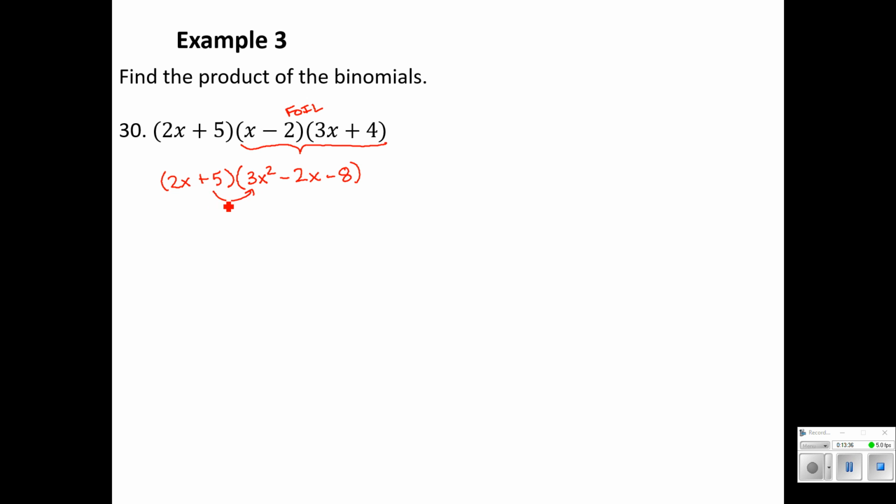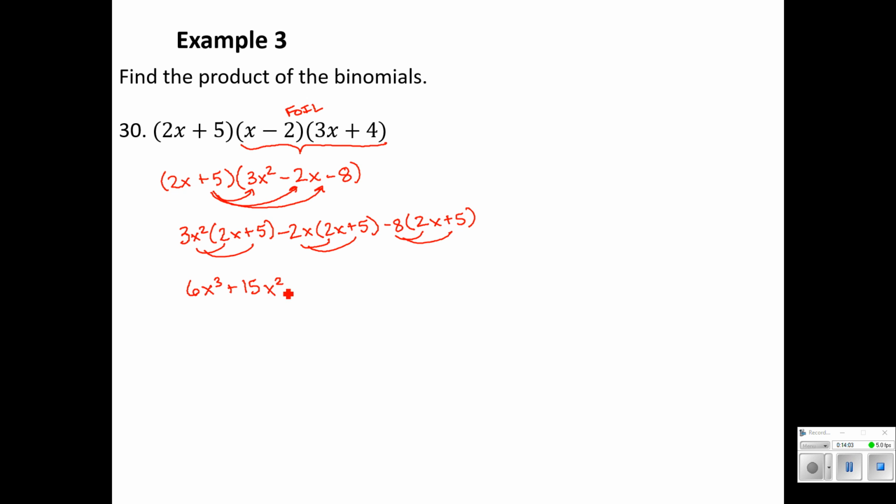Now let's distribute that entire quantity. So we have 3x squared times 2x plus 5, negative 2x times 2x plus 5, and negative 8 times 2x plus 5. Distribute yet again. We get 6x cubed plus 15x squared minus 4x squared minus 10x minus 16x minus 40.